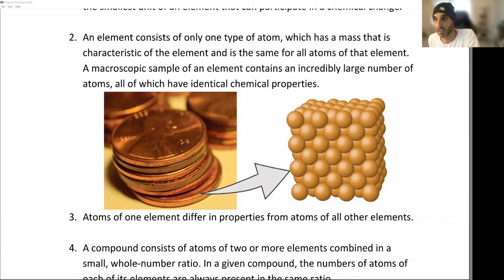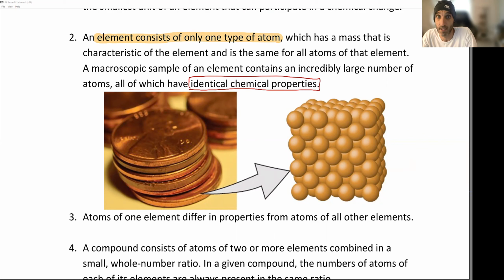An element consists of only one type of atom, which basically have the same characteristics. So an element's an element. Copper is copper, gold is gold, and that's the really important part here, they have identical chemical properties. We find out that isotopes screw that up a little bit, because water versus heavy water, which has the heavier isotopes of hydrogen, will behave a little bit differently.